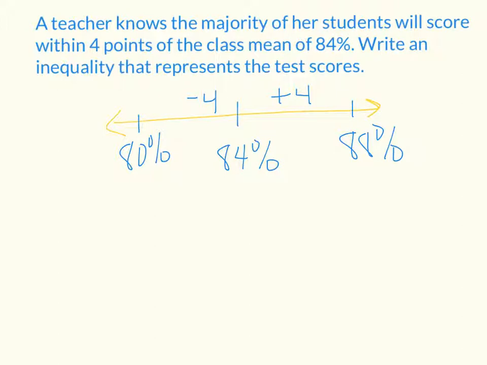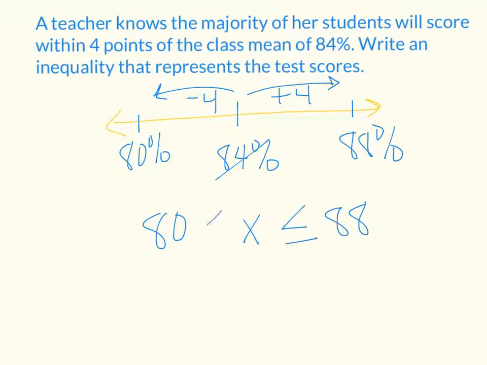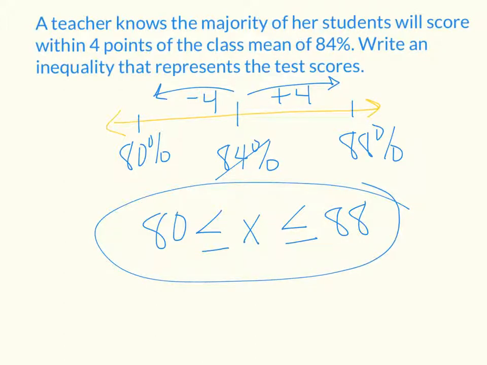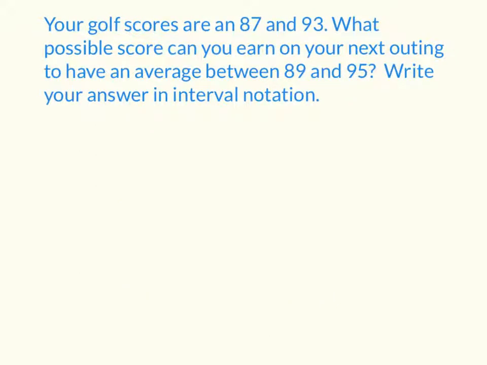All right, so since we're going in both directions, this is a compound inequality. Your middle is always going to be x. My far left is 80 and my far right is 88. Now we just got to put in the correct signs. So x is going to be less than 88%, which is back here, and it's got to be greater than 80%. So here's my inequality. All right, let's try another one.